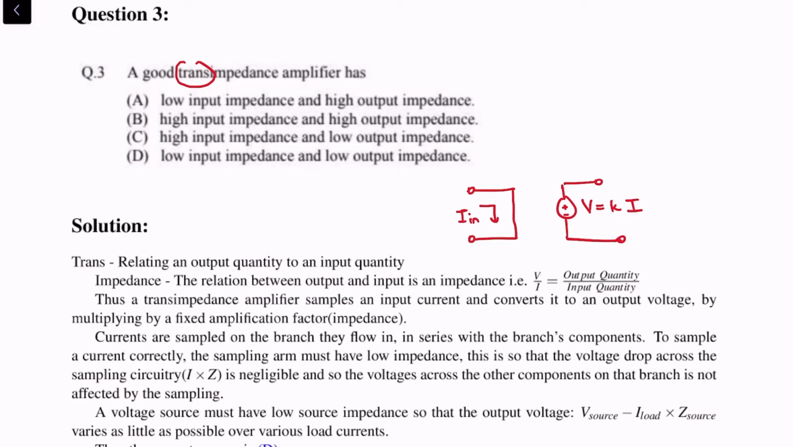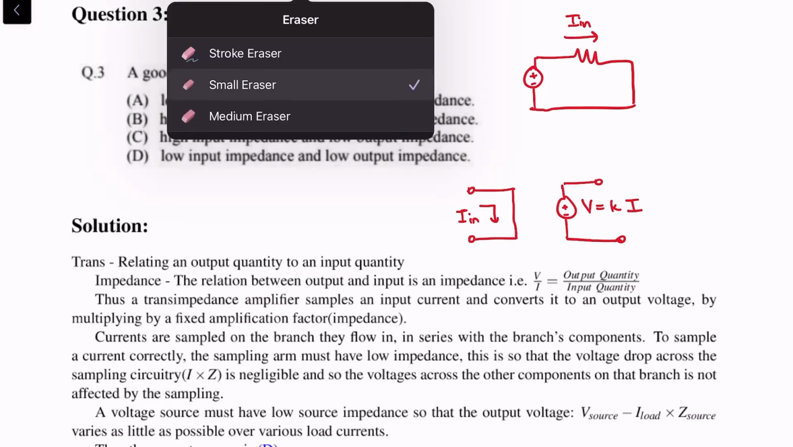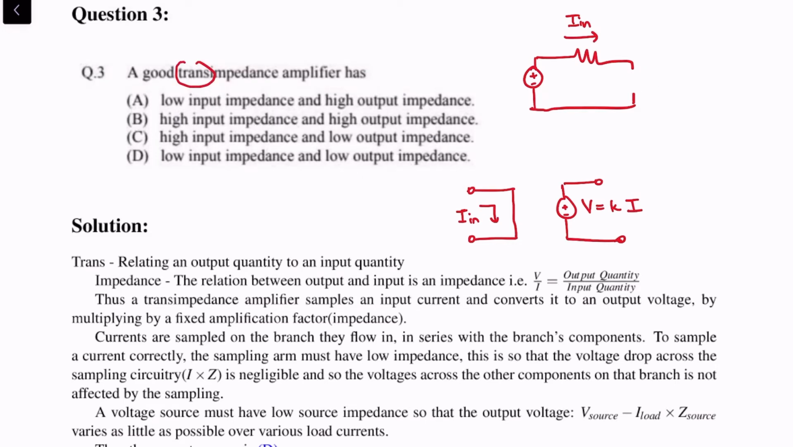Right? We want, of course, since we are sampling some current, let's say, for example, this is some circuit and you want to sample the current through this resistor. So how would you sample it? You want this to be the input current of the transimpedance amplifier. So what you would do is you would first place this arm right over here, and you would then get that the voltage across these two is V is equal to K times I, right?